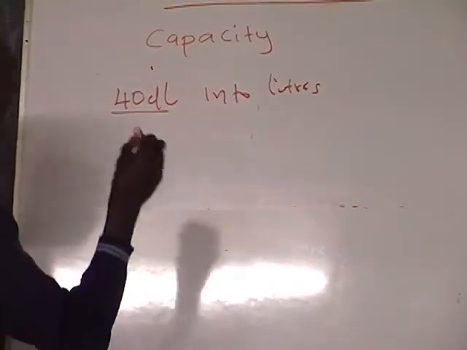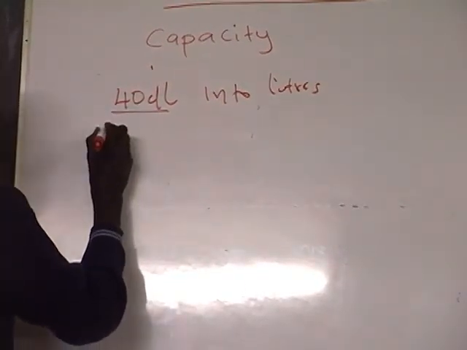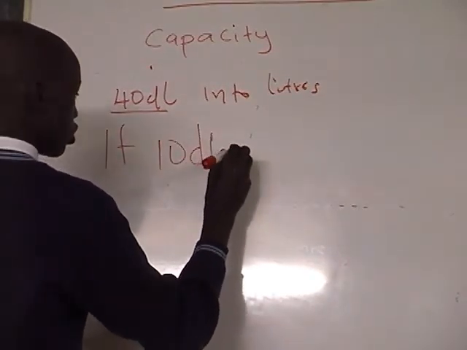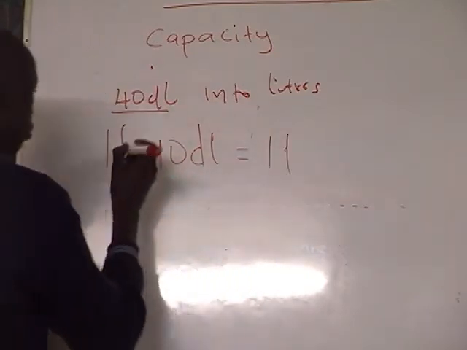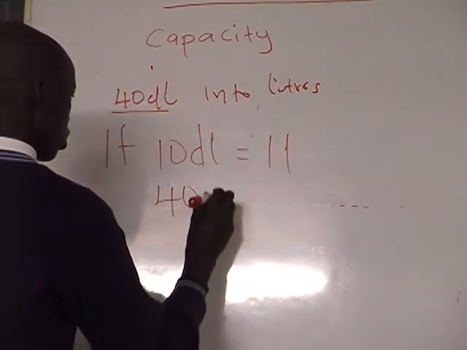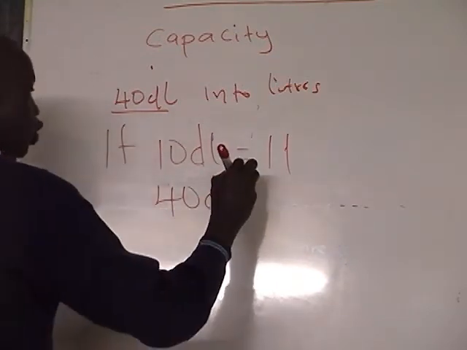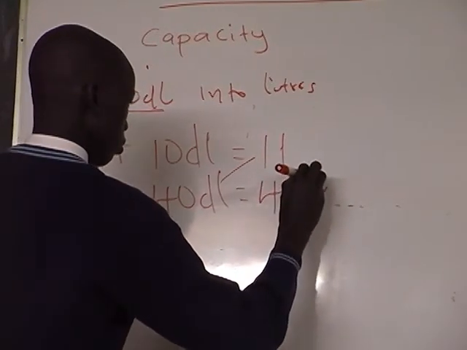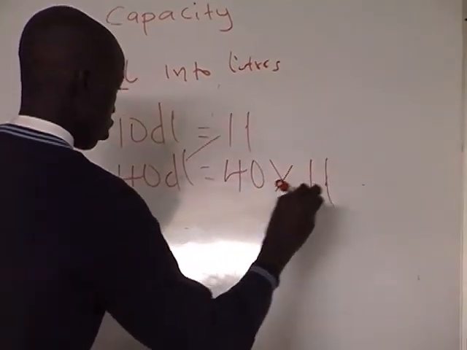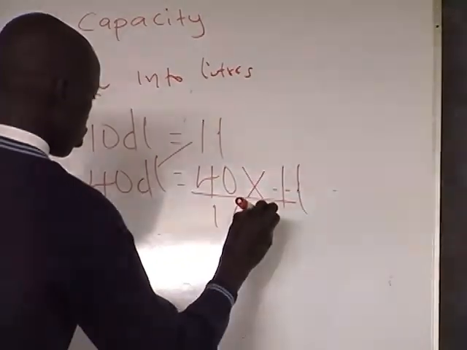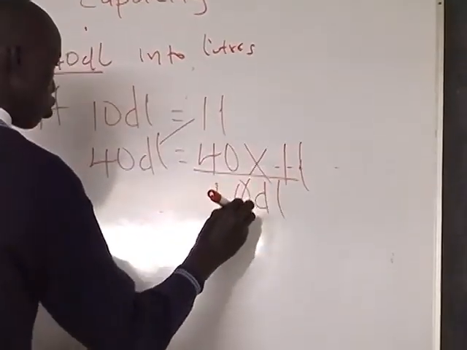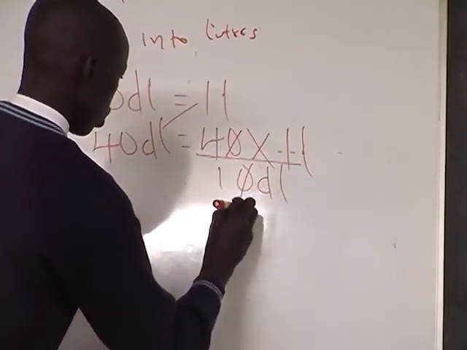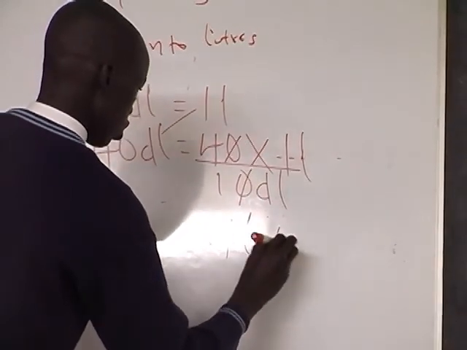You say you start by the formula. The formula is if 10 deciliters is equal to 1 liter, what about 40 deciliters? So you say you cross multiply. You say 40 multiplied by 1 liter all over 10 deciliters. So 0 goes to 0. Then you multiply 4 times 1, which is equal to 4 liters.